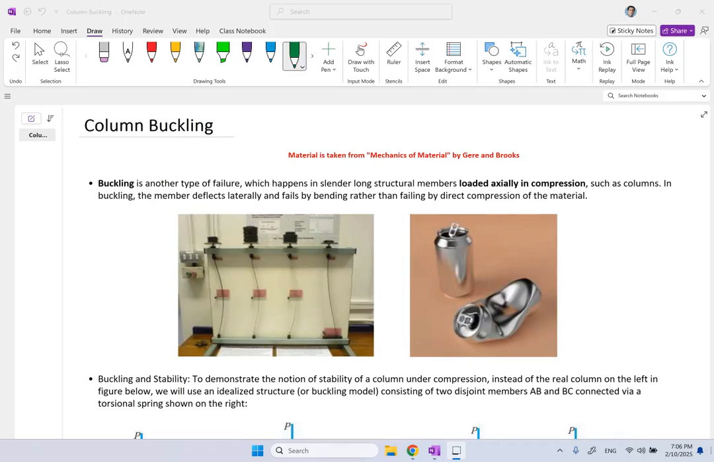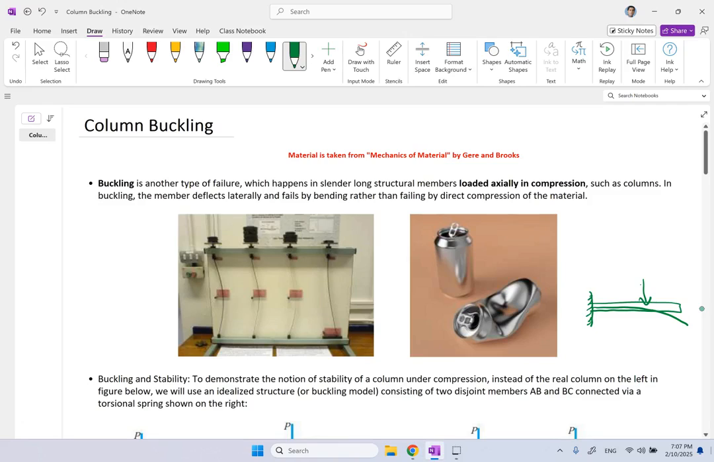Hello everyone. In this video, we are going to look at column buckling. If you have seen beams that we talked about in the past, on the beams, the load that we apply is a lateral load, perpendicular to the axis of the beam, and that will cause this deflection, or this lateral displacement.